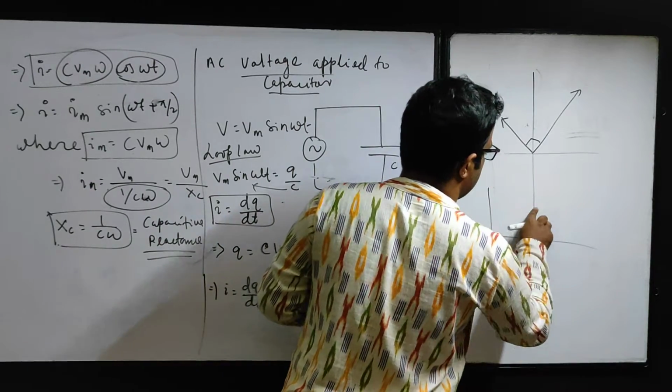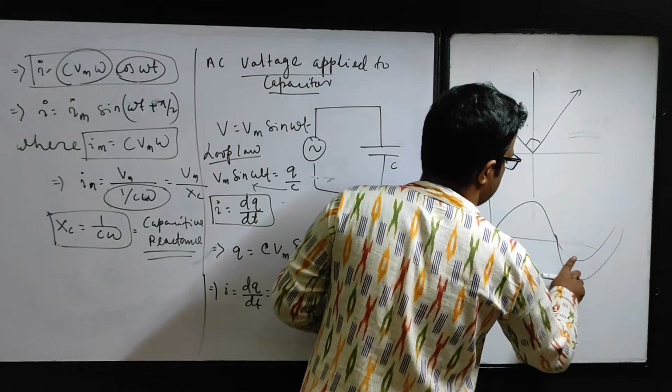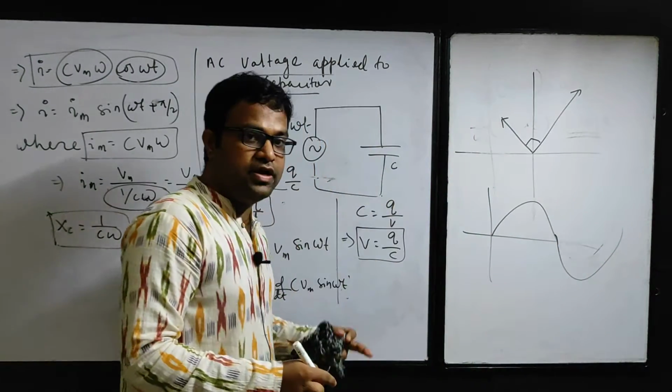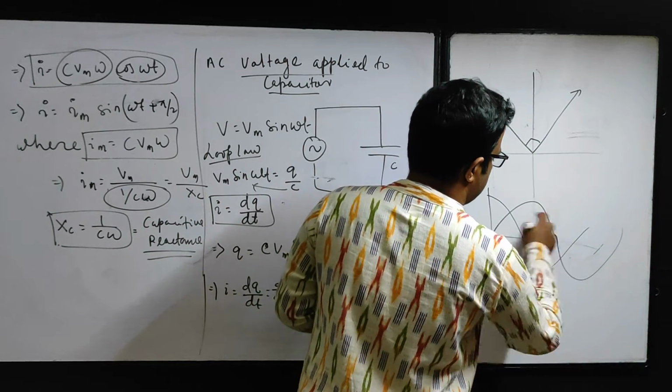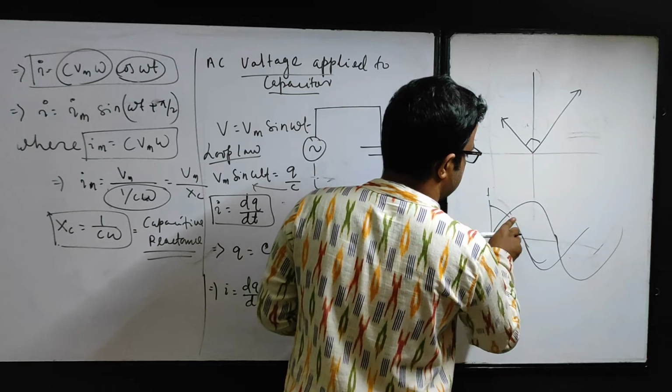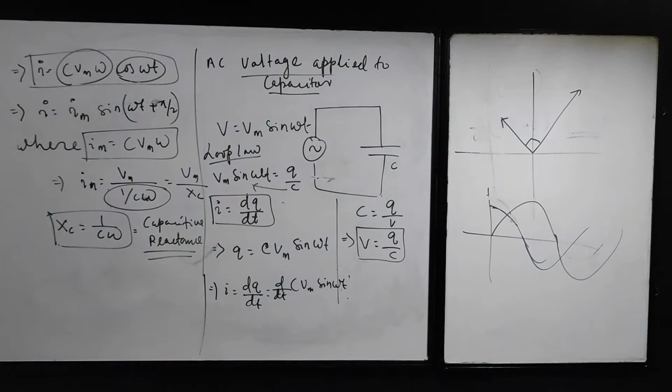If you want to draw it in a graph, if this is the voltage, then the current peak will come first, and its height will be lesser than the voltage peak. So the current peak will come first, then the voltage peak. That's why current is moving ahead of your voltage.